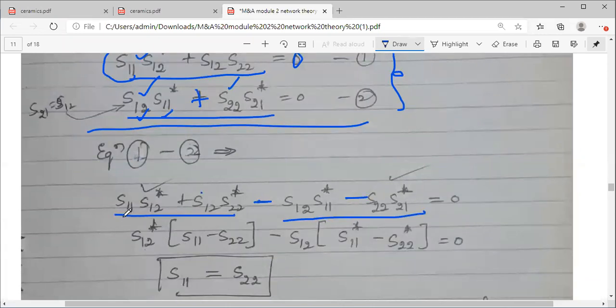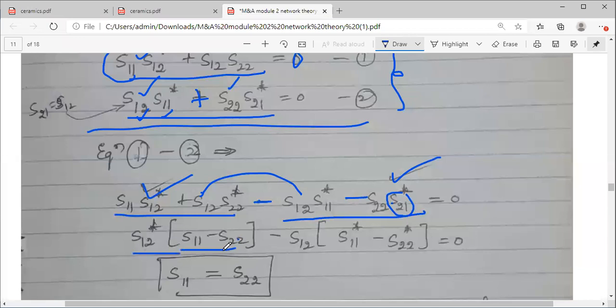I think in these two, I have taken the check mark here. Take S12 common. How can I take S12 common? Because S21 and S12 are the same, symmetric property. So take S12 common, you'll be left with S11 minus S22. ये एक हो गया. Then बाकी के ये दोनों में से आप S12 common ले लो. Again S11 minus S22 हो गया.